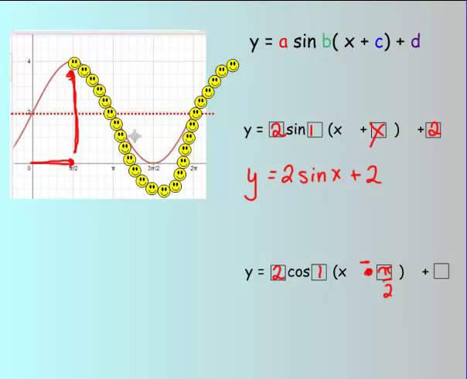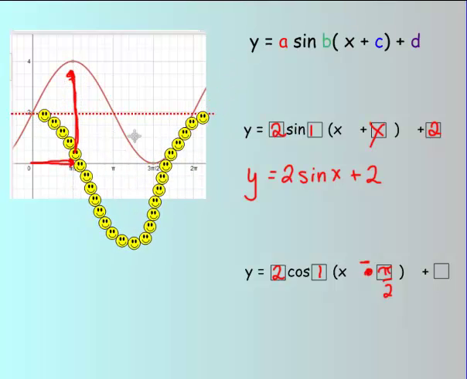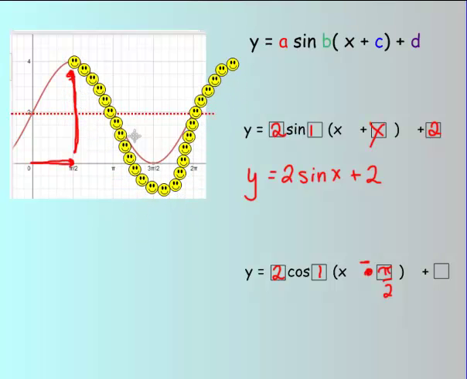Now remember, these were starting at 2, and then I moved up 2. So let's say that it moved up 2. Okay, so it's y equals 2 cosine (x minus pi over 2) plus 2. Let's check ourselves.